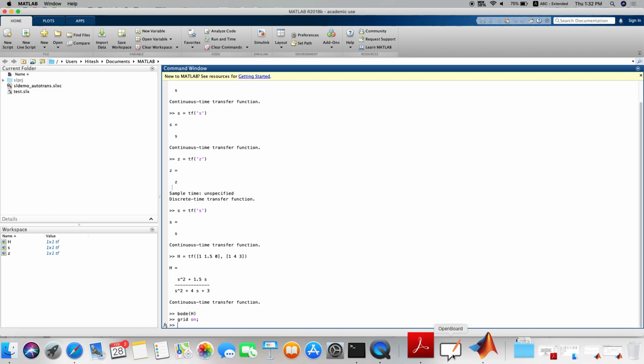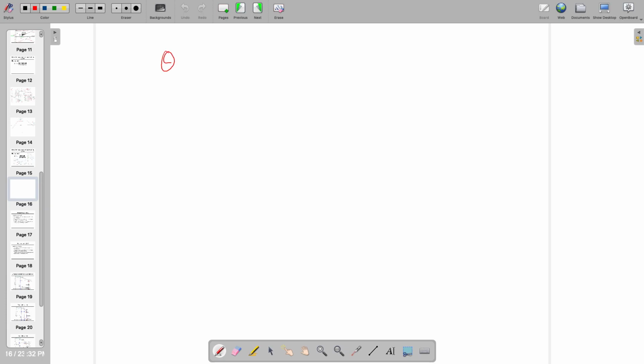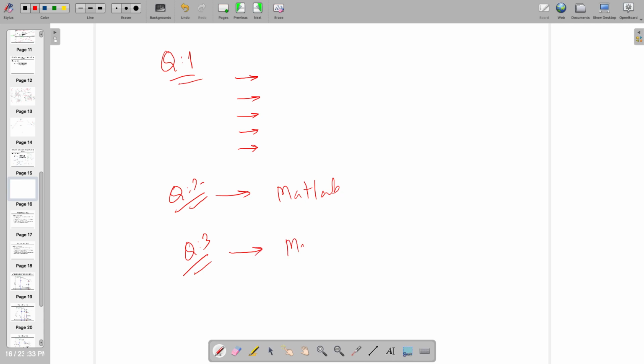Question number 1 has 5 parts, and it says that you need to draw the Bode plot. Question number 2 says draw the same Bode plot using the MATLAB command line. And question number 3 says draw the same using MATLAB Simulink. So these you need to get a printout of and submit here.